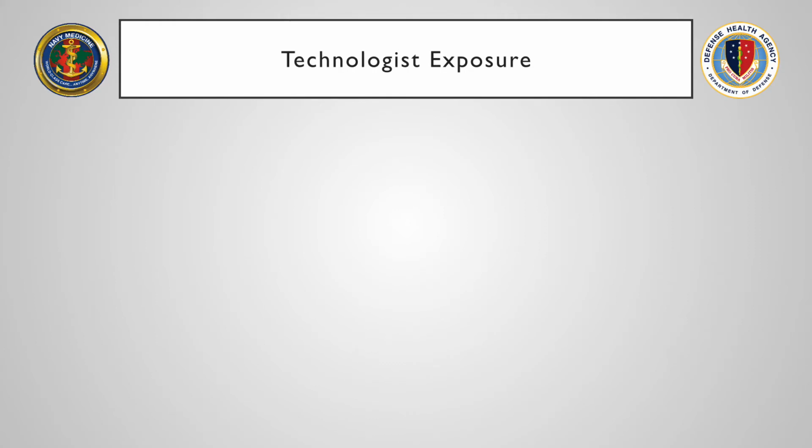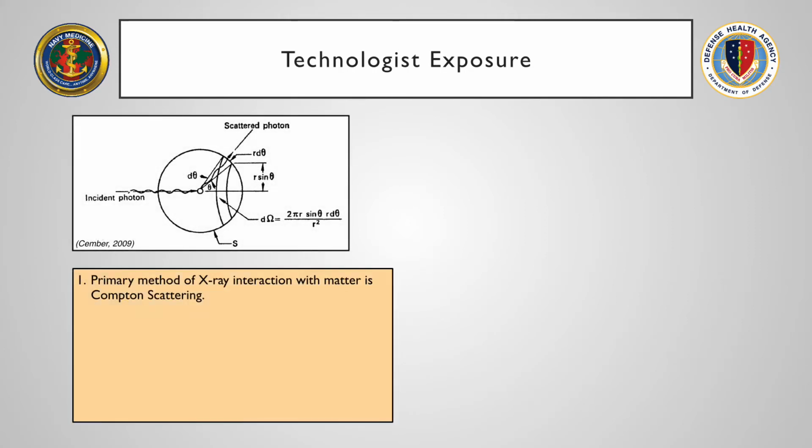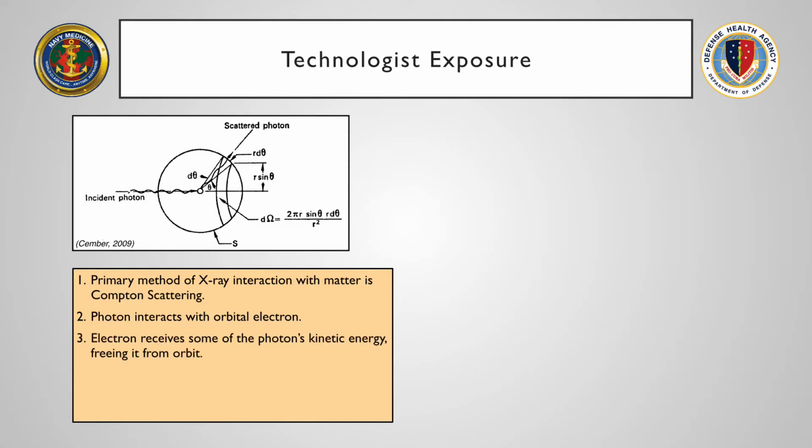The primary method of interaction of these X-rays with matter is Compton scattering due to their energy range. These photons come in, interact with the orbital electrons, and these electrons receive some of the photon's kinetic energy, which frees it from orbit. The photon then has a decreased energy and longer wavelength, while the electron travels on until it interacts with other matter.